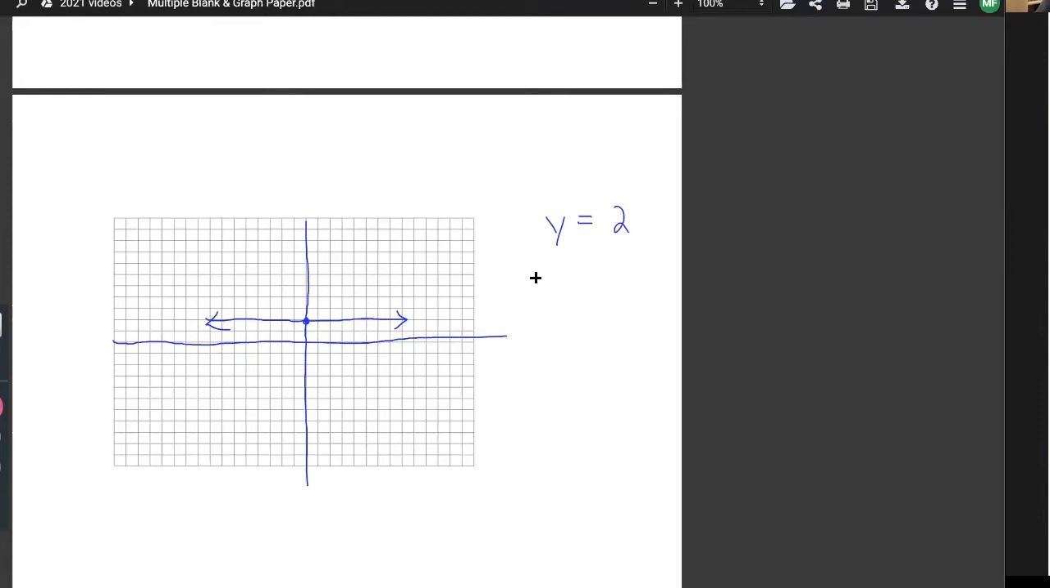So when y equals something, that is a horizontal line, always.